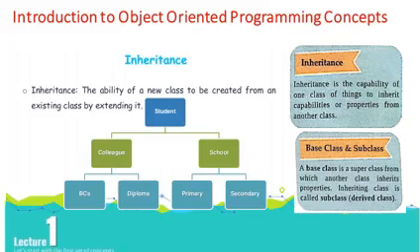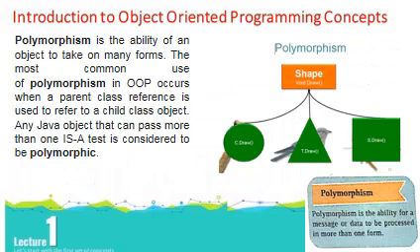So in this example, the student is on the top, so it's the parent class, we can say the base class. Now the two classes get inherited from it, that is the college and the school. So these are the two subclasses. And the college has another two classes, that is the BSc and the diploma. They are again the subclasses of the superclass or the base class college, and the same way for the school also.